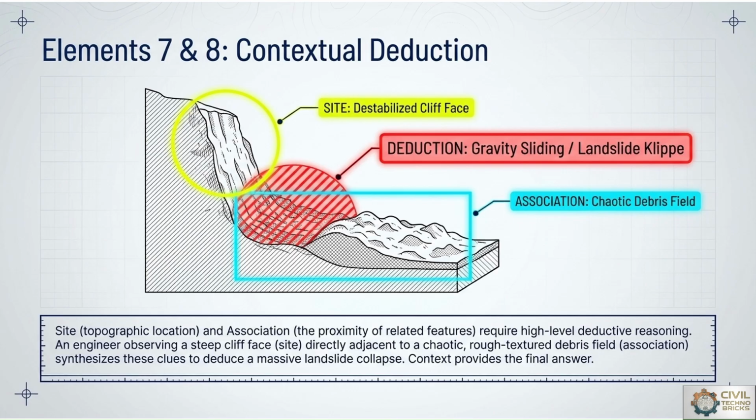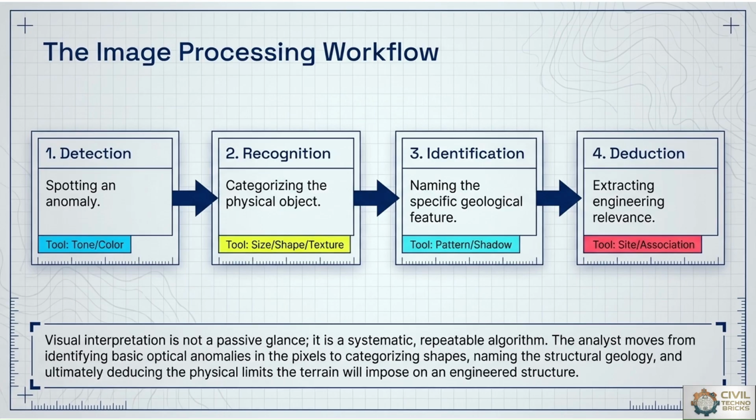Context provides the final answer, which means at the end we get the output or the answer. Site refers to the physical location and environmental setting of an object. Association means identifying features based on nearby related objects, just like bridges are associated with rivers while ports are associated with coastal lines. This contextual relationship improves interpretation accuracy and supports geological and civil engineering investigations.